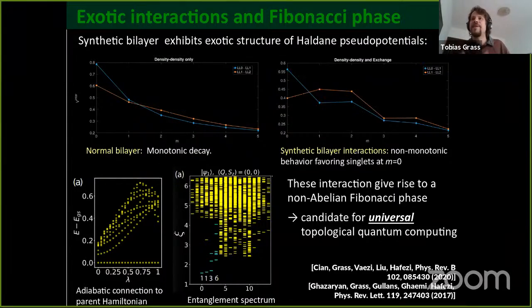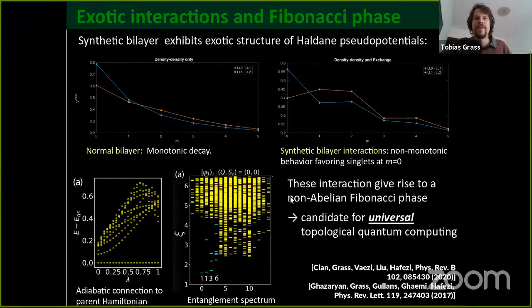And the simplest non-Abelian anyons which really would allow for universal quantum computing are indeed these Fibonacci anyons, which however are extremely rare in nature. We do not really know where they exist, but this could be a way to get them.